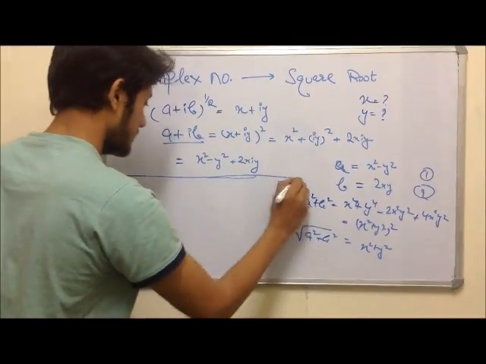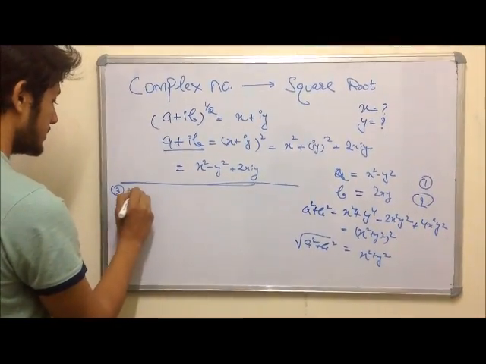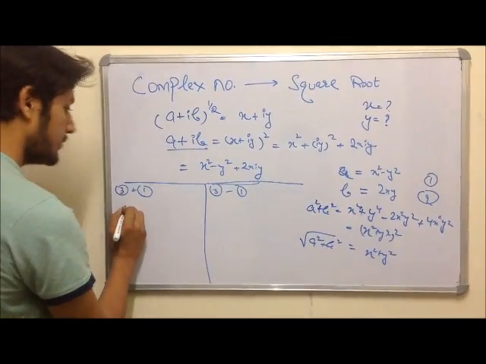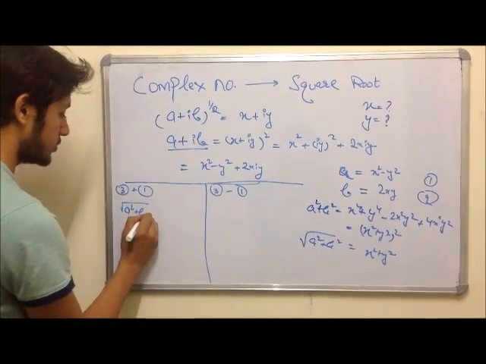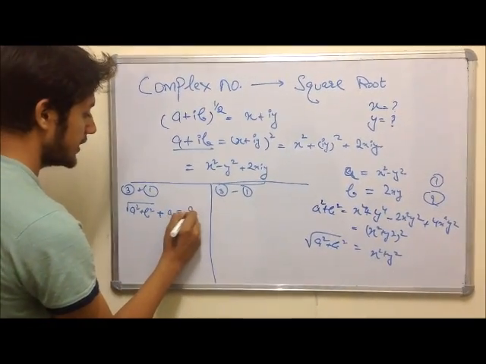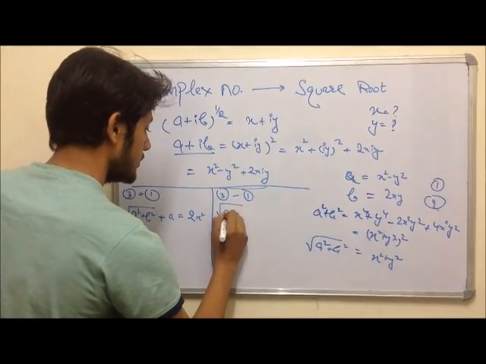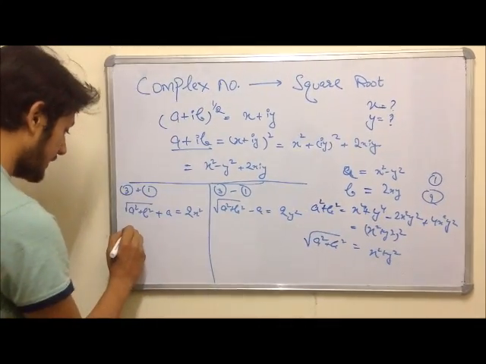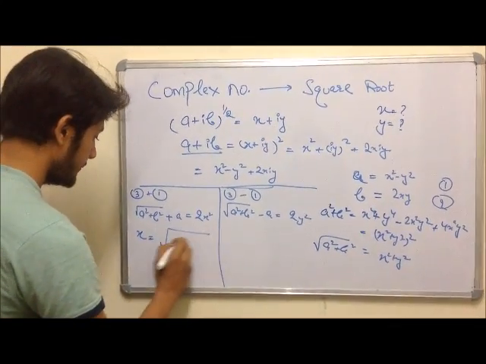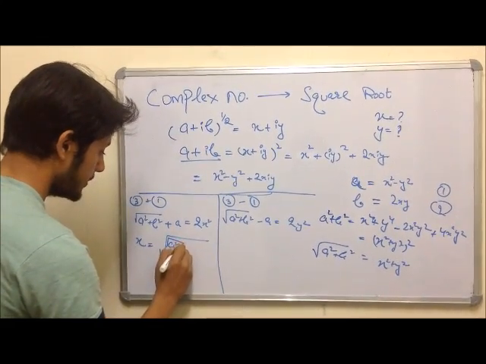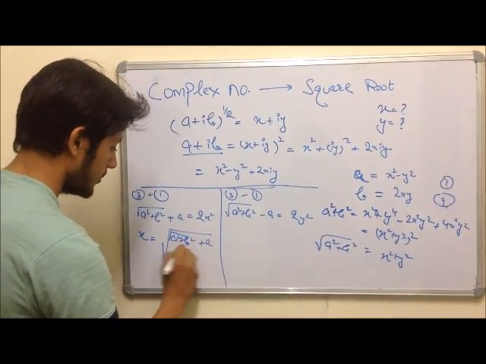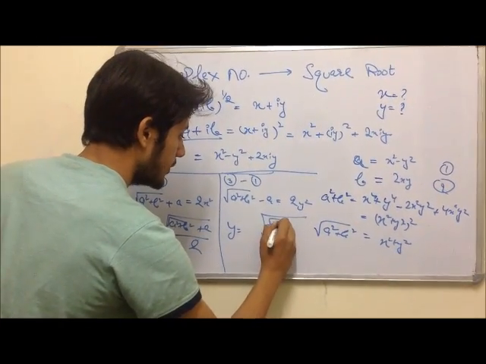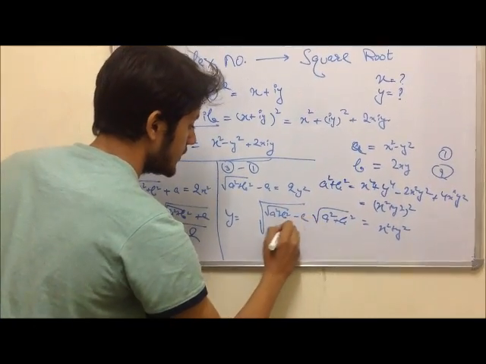Now consider two things: equation number 3 plus equation number 1 and equation number 3 minus equation number 1. It will result in root of a square plus b square plus a, which will ultimately be 2x square, and root of a square plus b square minus a, which will be 2y square. So now we can get the value of x as plus or minus root of (root of a square plus b square plus a) divided by 2, and y as plus or minus root of (root of a square plus b square minus a) divided by 2.